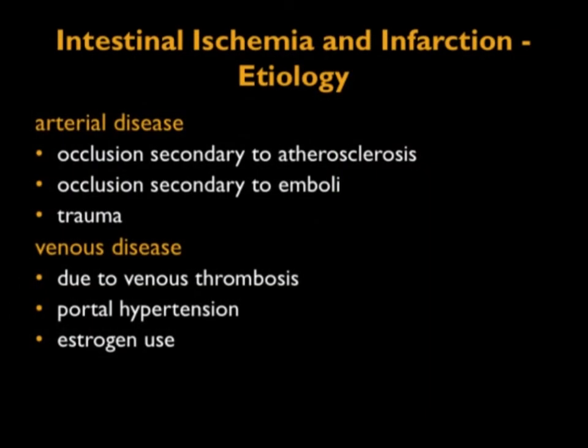Okay, as long as I'm talking about the vessels and we're talking about a small bowel, let's talk about ischemia. Ischemia can be due to arterial disease, which is what we typically think about, or venous disease. Arterial disease is most commonly due to atherosclerosis, but can be due to emboli, can be due to trauma. Venous disease is most commonly venous thrombosis, but can be a sequela of portal hypertension and occasionally estrogen use.